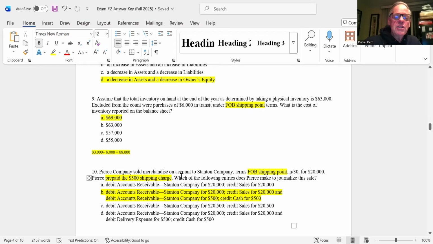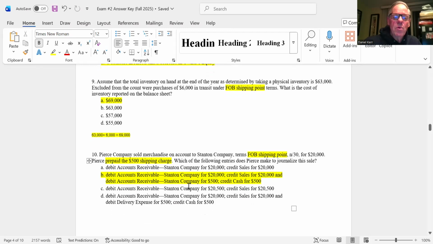Number 10, Pierce Company sold merchandise on account to Stanton Company, terms free on board shipping point. And again, free on board shipping point means once it gets to the shipping point, then the buyer has to pay the freight. Terms were 2/10 net 30, and it was for $20,000. But we paid the prepaid shipping charge. So what Pierce has to do is record the sale of $20,000 by debiting accounts receivable and crediting sales. And the fact that they prepaid the shipping charge, they should get that back from the person who buys it. So it'd be a debit to accounts receivable and a credit to cash for the amount of the shipping charge. So the correct answer there is B, as in boy.